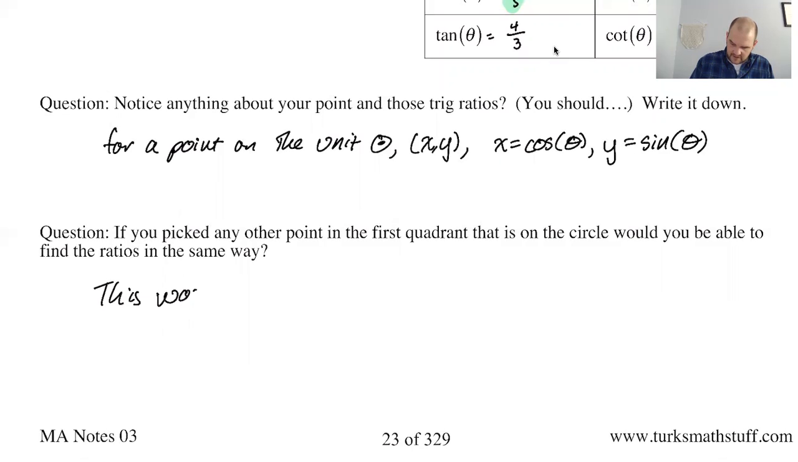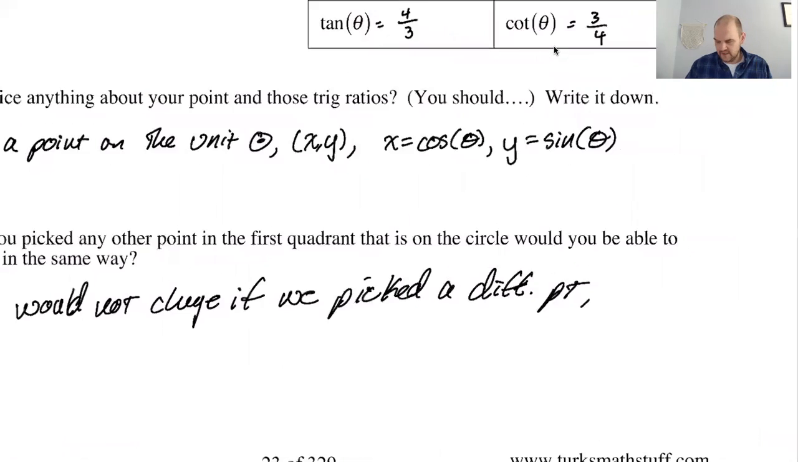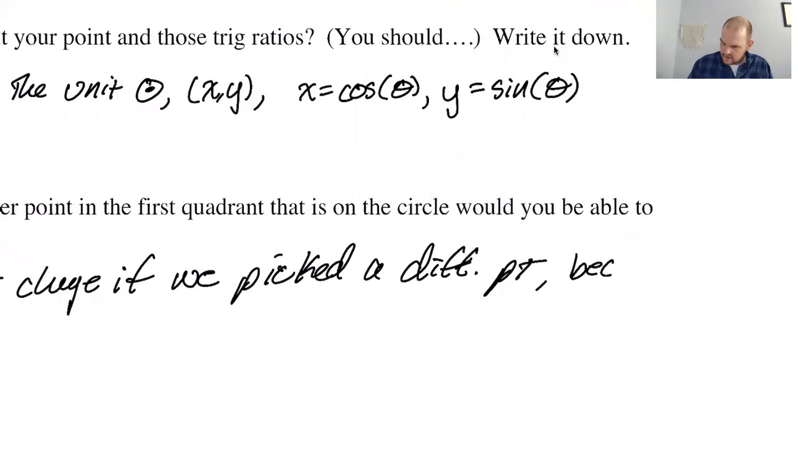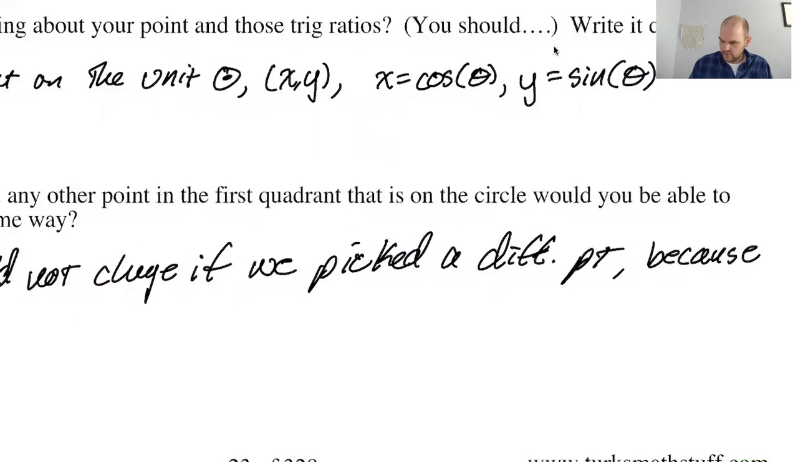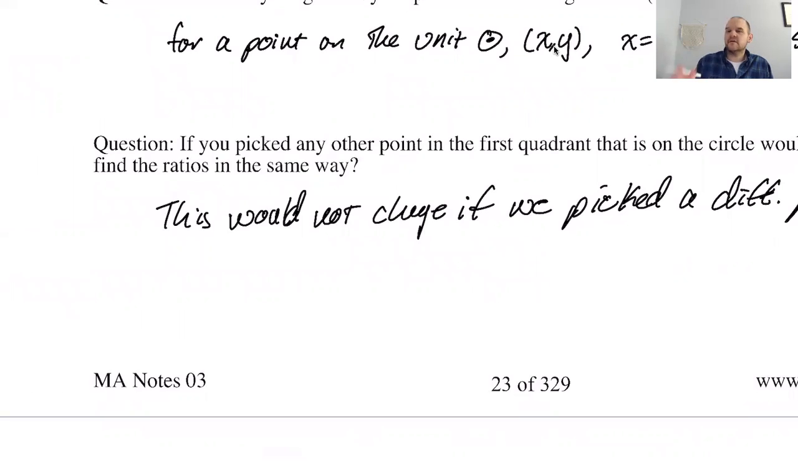This would not change if we picked a different point. So that's a really important idea. If we picked a different point, because, so let's see if we can say because. I tried to say because, but obviously it didn't come out. Because is a really weird word. It has cause in it, like in the Bible, begat is a word.